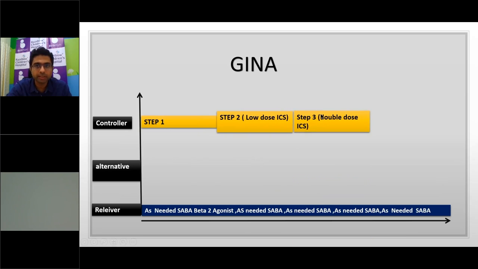We'll tell you. Step 3 is whenever your child is not responding to your step 2, after ruling out your comorbids and whatever I mentioned in the previous slide, you have to double the dose of ICS. And step 4 is you have to refer, continue therapy and refer.